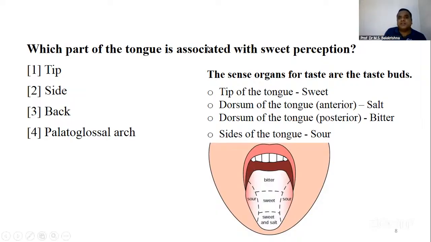The part of the tongue which is with a sweet perception, tip, side, back, palatoglossal arch. So it's basically the tip, sweet and salt. Okay. So same explanations are given here. So this is for your understanding. Please learn it perfectly. Do not get confused.